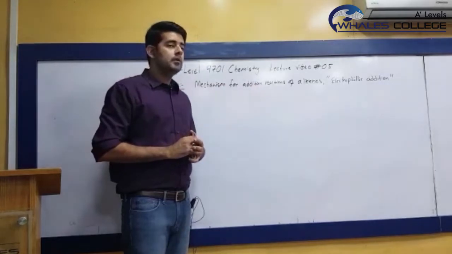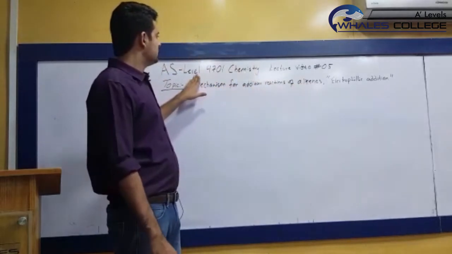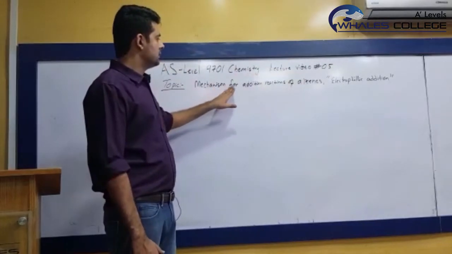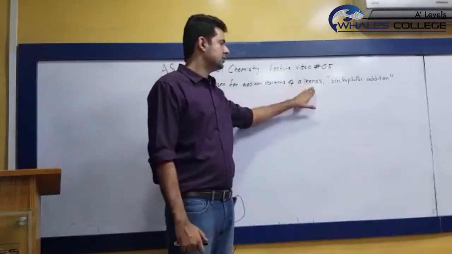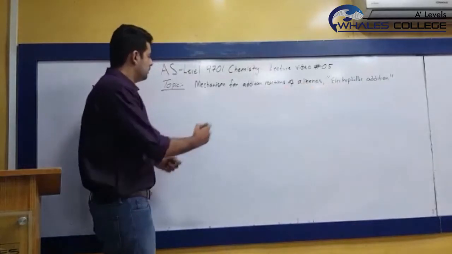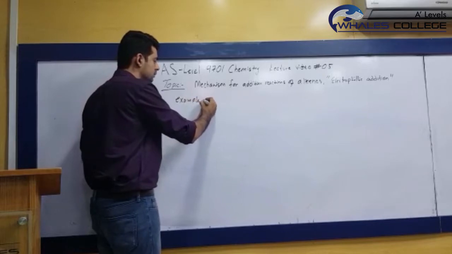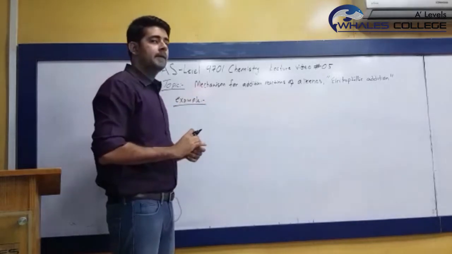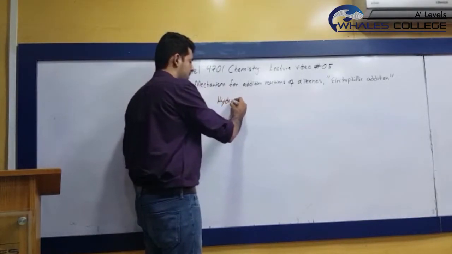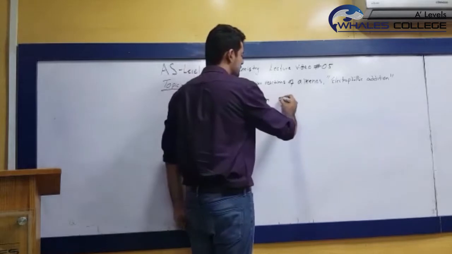Today we will be looking into the mechanism for the addition reaction of alkenes. This is AS level 9701 chemistry lecture video number 05. The topic for today is mechanism for the addition reaction of alkenes. The name for this mechanism is electrophilic addition. So I'll be taking the example of the last reaction where we ended lecture number 04, that is hydrobromination of ethene.